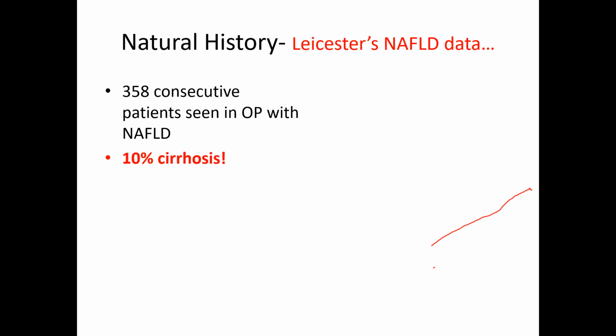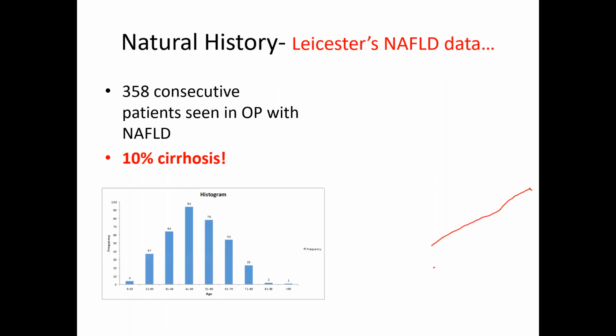What happens to them? 10% of them had cirrhosis at the time of presentation. They were people who just had fatty liver and abnormal LFTs, maybe. At the time of presentation, 1 in 10 had cirrhosis. And this was really interesting. Look at this: ages 41 to 50 were the largest group of people, and that's what we have in the UAE.